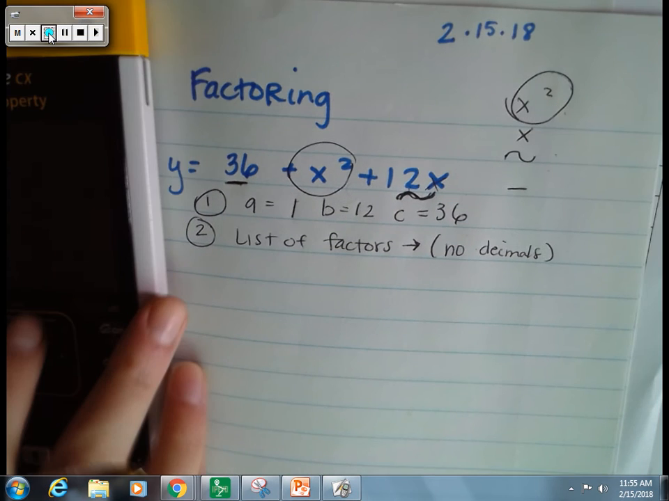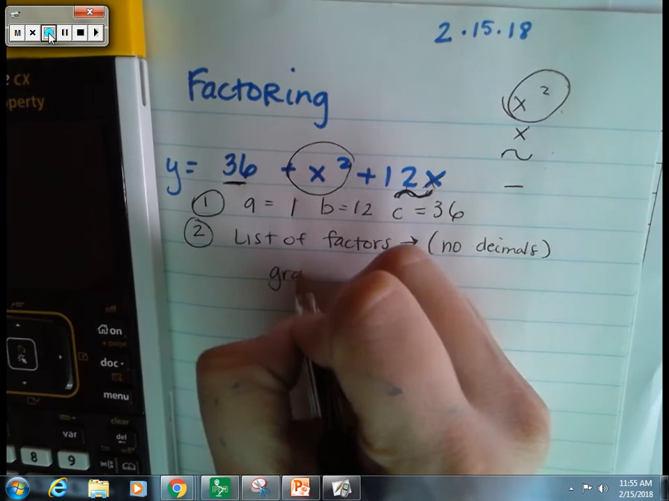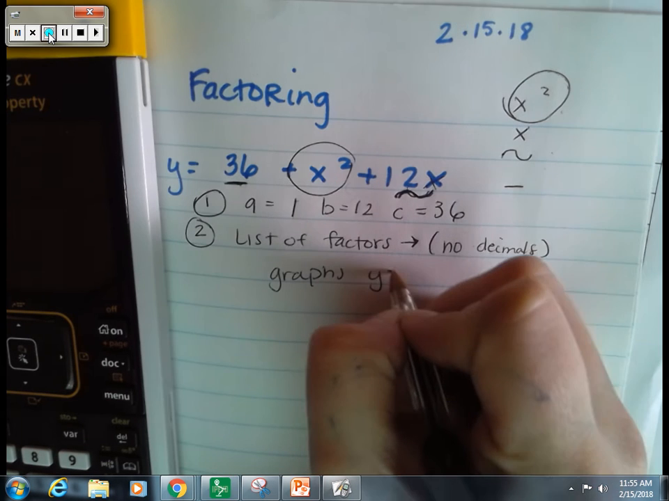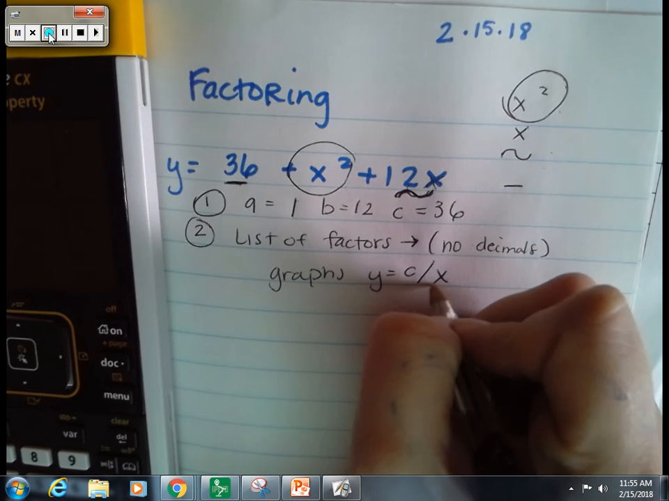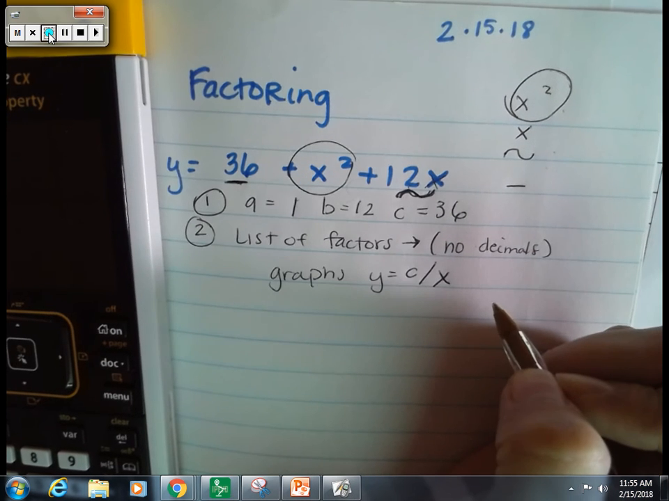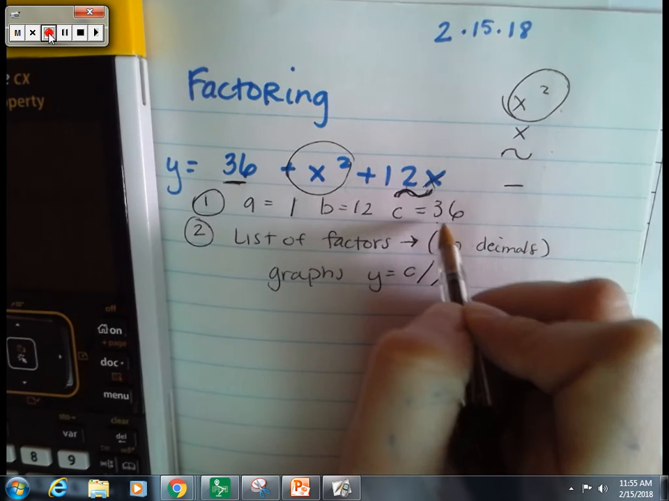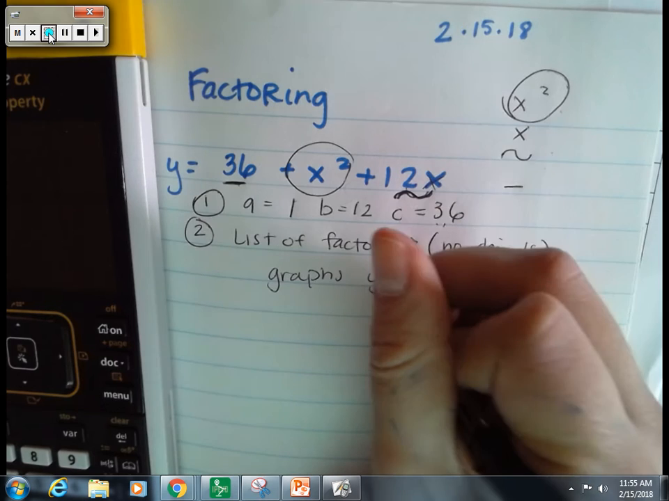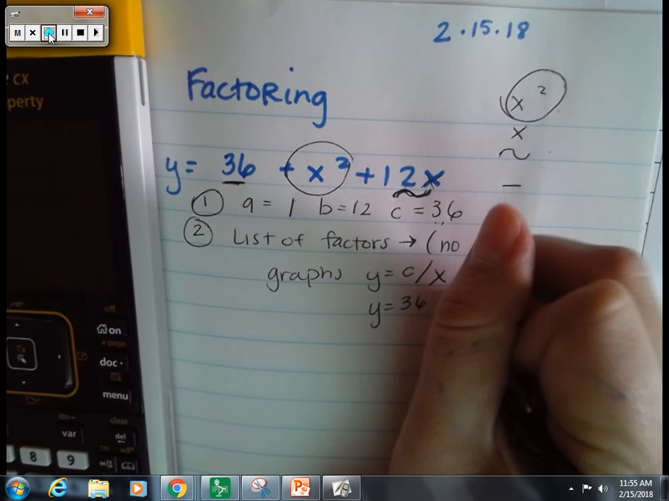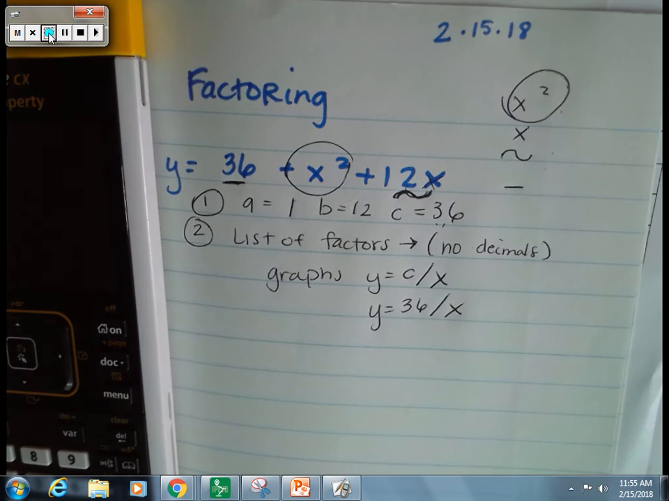So what we put in the graphs, I go to graphs. In the y equals, I put c divided by x. But don't actually put the letter C. You put the number that C stands for. So this one would be y equals 36 divided by x.